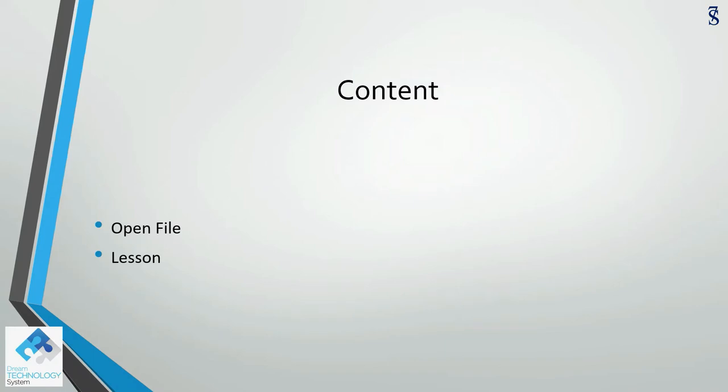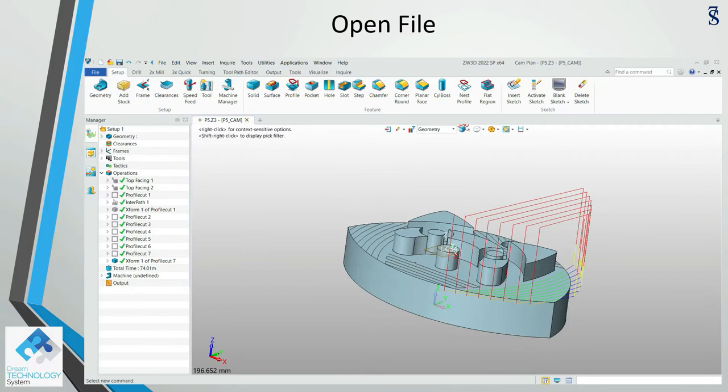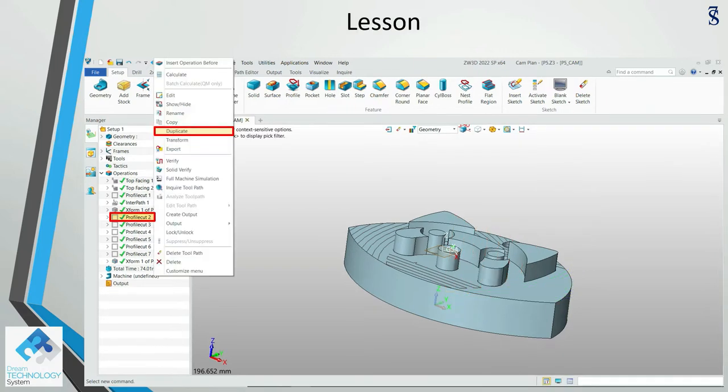As usual, we need to open the previous lesson file and continue what we're going to learn today. This is the result on the previous lesson. We have mirrored the final operation on the left side to the right side. Today we continue with using a duplicate method.